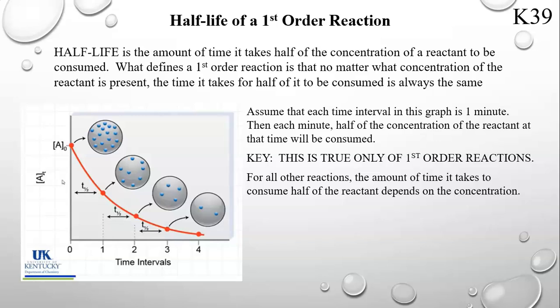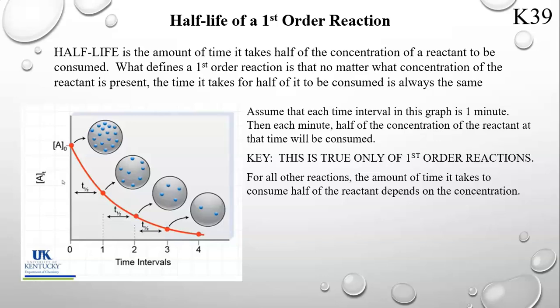From 2 minutes to 3 minutes, it would have gone down by half of 25, which is 12 and a half. So 25 minus 12 and a half is 12 and a half. So at 3 minutes, it would be at 12 and a half. And from 3 minutes to 4 minutes, it would have gone down by half of 12 and a half, which is 6.25. So from 0 to 1, it went down by 50. From 1 to 2, it went down by half of 50, or 25.